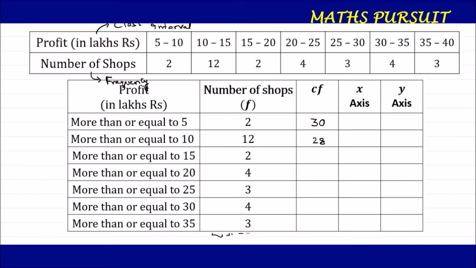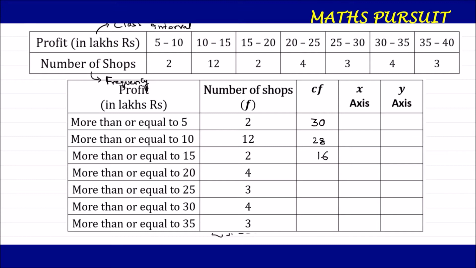Now look at the third point. It is more than 15. More than 15 means everything starting from here onwards is covered. That means if we add 2 plus 4 plus 3 plus 4 plus 3, whatever we get, that is our cumulative frequency here. So I can write here 16. How? Because 2 plus 4 is 6, 6 plus 3 is 9, 9 plus 4 is 13, 13 plus 3 is 16.